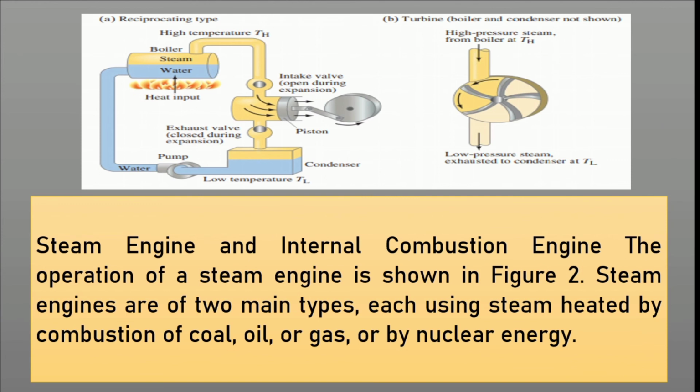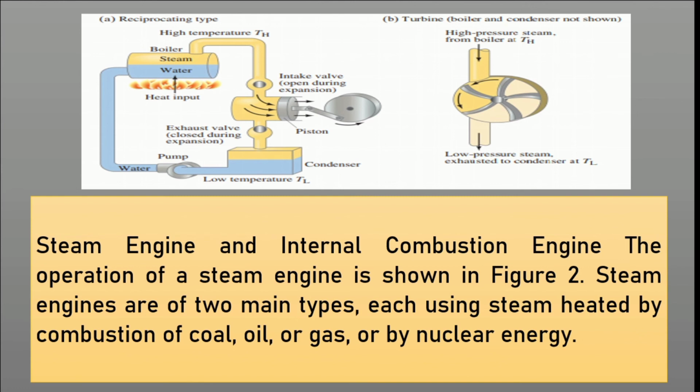Here is the working process of a two-stroke heat engine. We have the reciprocating type, the turbine, the boiler and the condenser. In the reciprocating type, as we can see in the illustration, the heated steam passes through the intake valve and expands against a piston, forcing it to move. As the piston returns to its original position, it forces the gases out through the open exhaust valve.